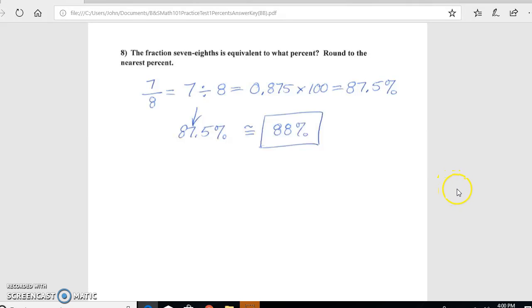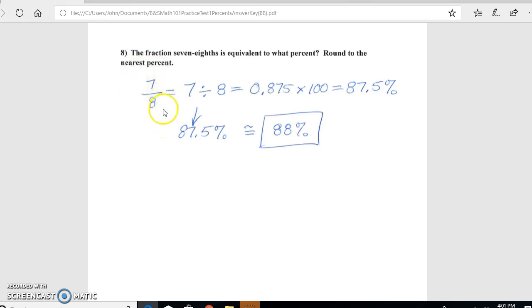This is the practice test for ratios, proportions, and percents. We're looking at problem 8, and it says the fraction 7/8 is equivalent to what percent? Round to the nearest percent. So you can use your handout that was given in class, the formula sheet for percents, and you have an example of this at the top of the page.